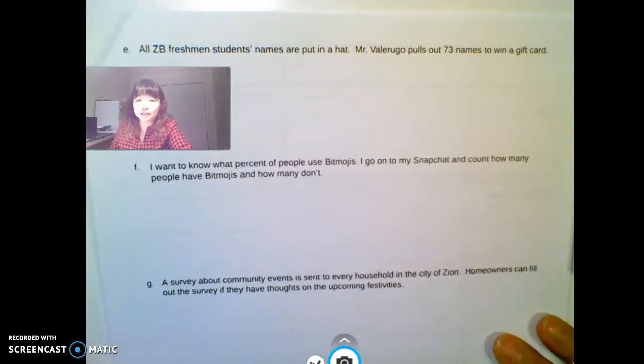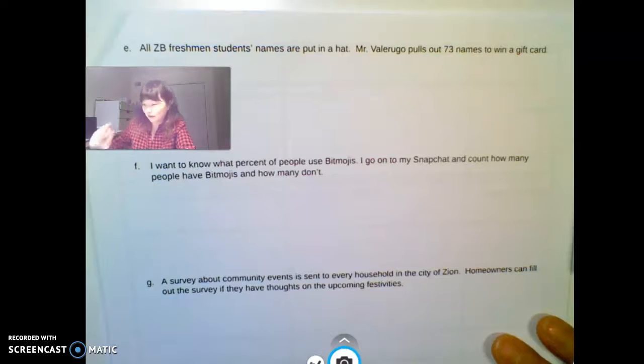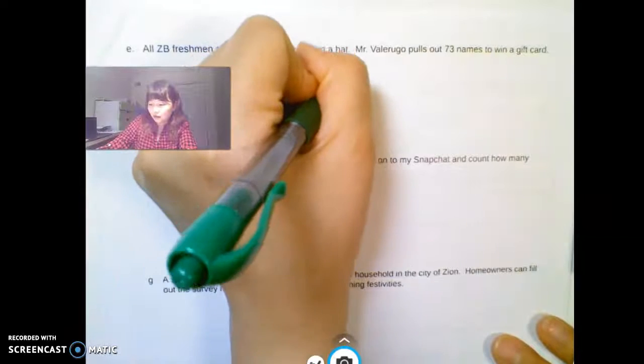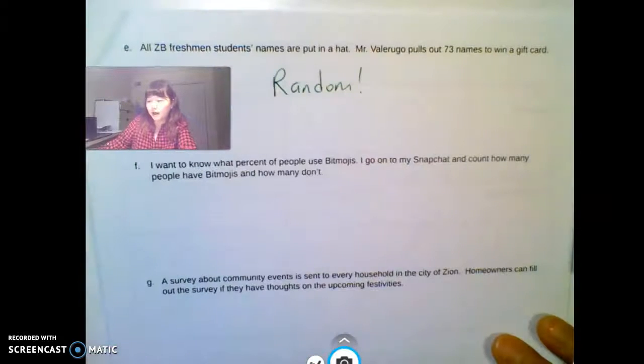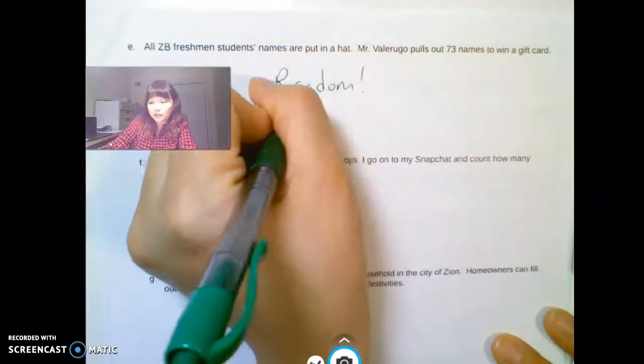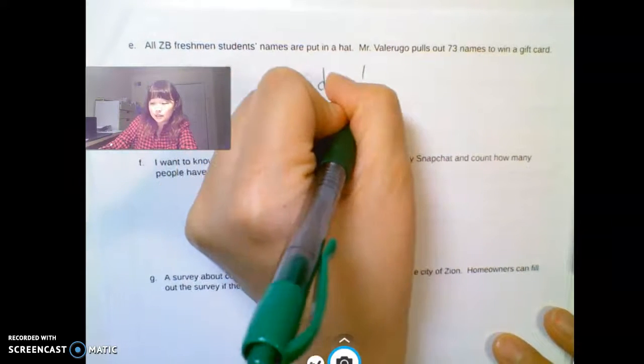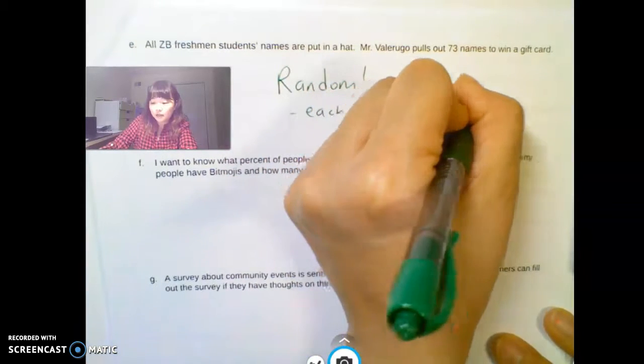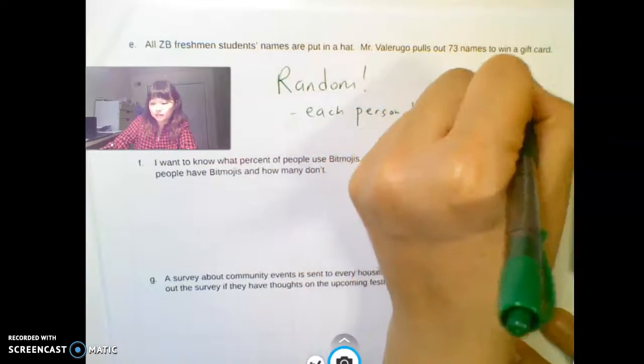All right, let's do E. All freshman students' names are put in a hat. Mr. Valrugo pulls out 73 names to win a gift card. That'd be completely random. Why? Yes, each individual had an equal chance. Each person had an equal chance.